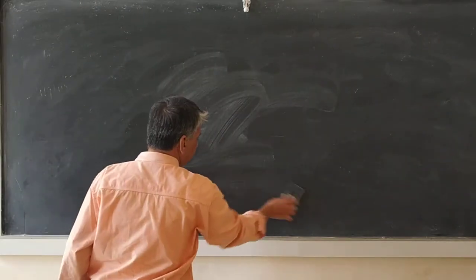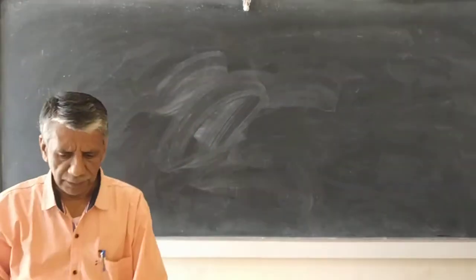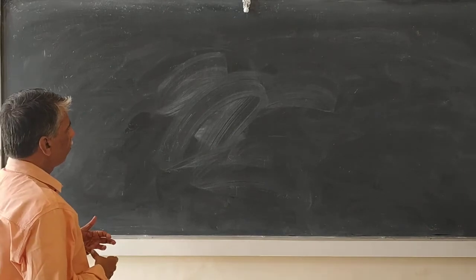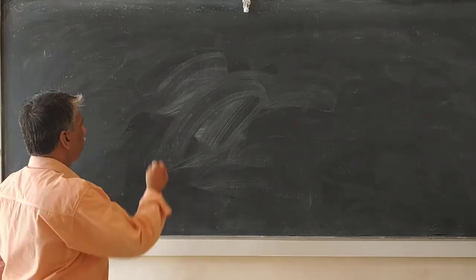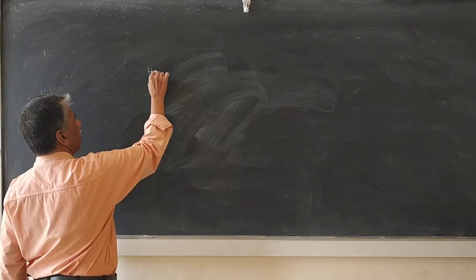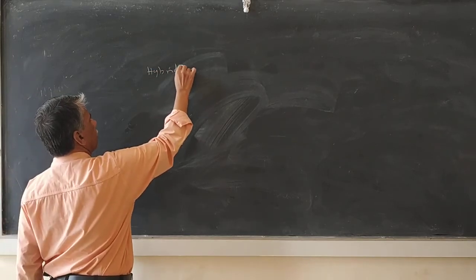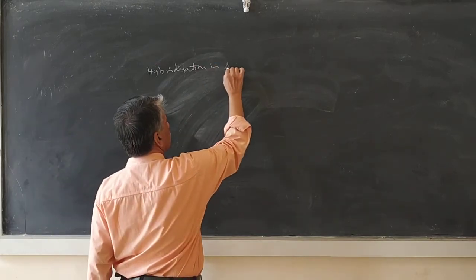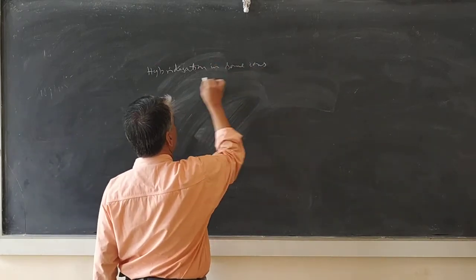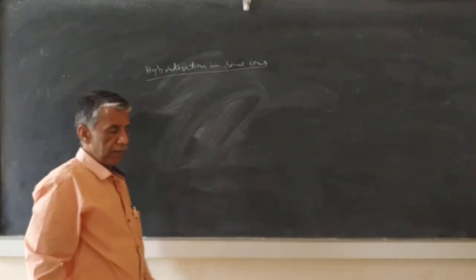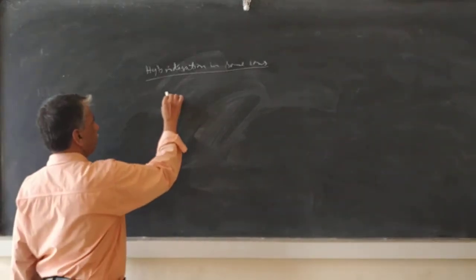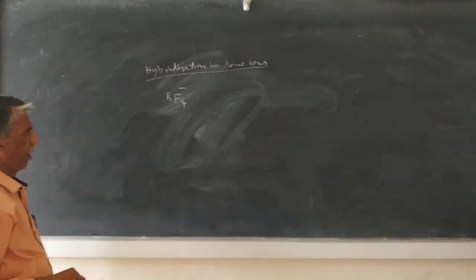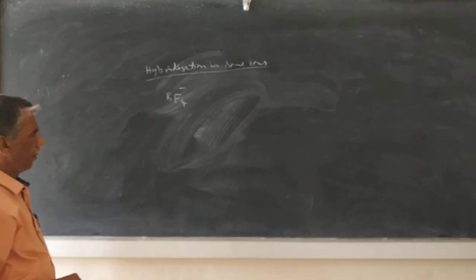In the last class, based on this, I gave so many examples, and today let me give some more examples of hybridization in some ions. I shall take up the BF4 minus ion.